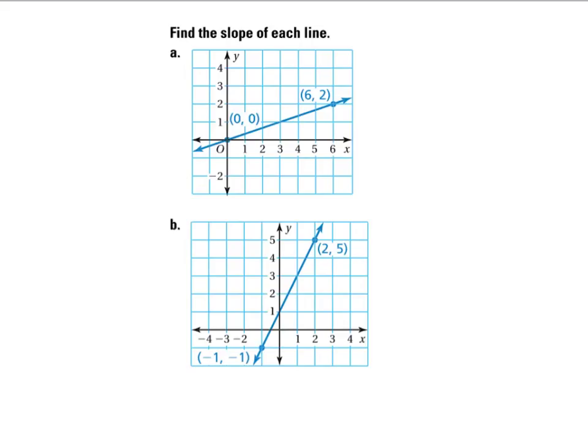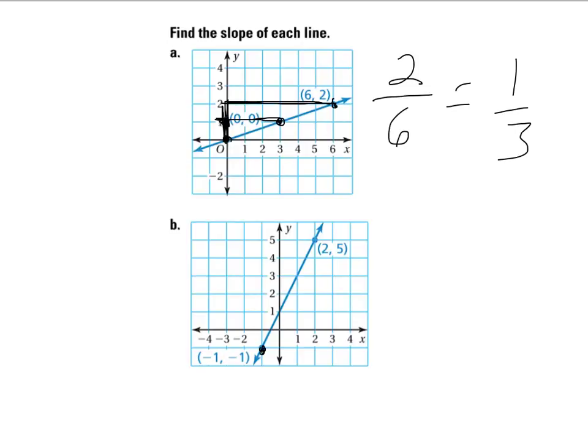Alright, let's look at some more example problems here. Look at A here. We got a point 0, 0, and we got a point 6, 2. If I go up 2 and then over 6, that would be my change in y over change in x. My change in y, as I just said, was 2, and my change in x is 6. We, of course, can reduce that down to 1/3. And if I would have gone up 1 right here and then gone over to this point, sure enough, that is a change of 1 over 3, so a slope of 1/3.